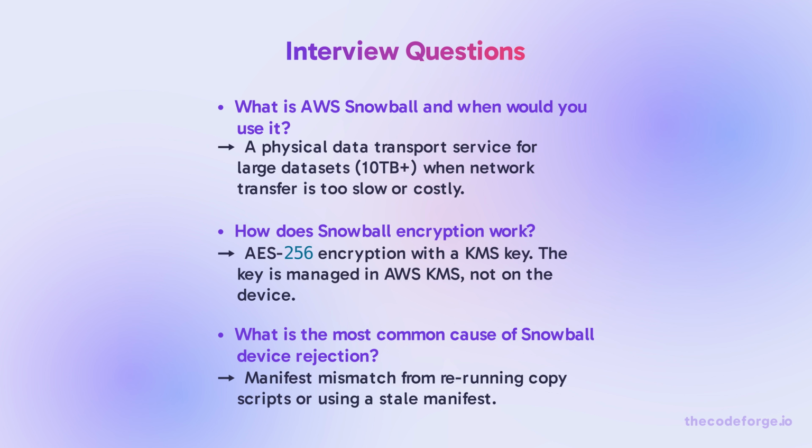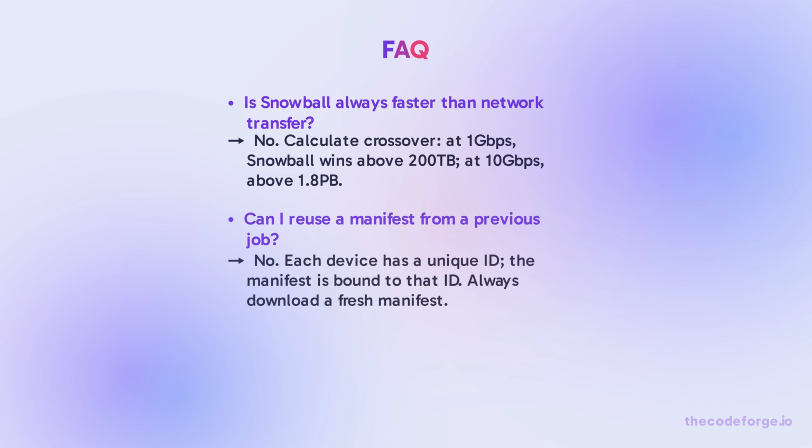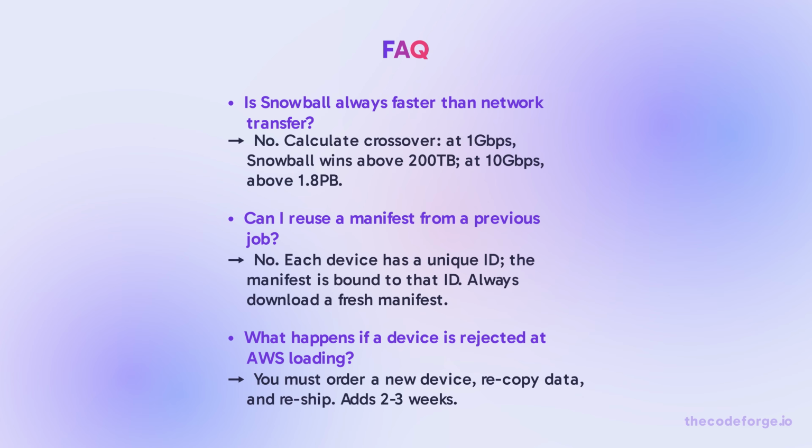What is the most common cause of Snowball device rejection? Manifest mismatch from rerunning copy scripts or using a stale manifest. And a few frequently asked questions. Is Snowball always faster than network transfer? No. Calculate the crossover. At 1 Gbps, Snowball wins above 200 TB, at 10 Gbps above 1.8 PB.